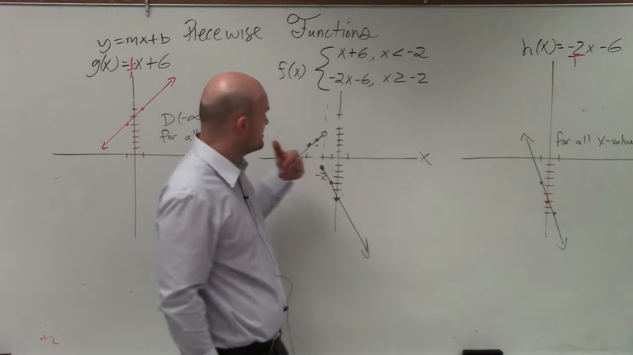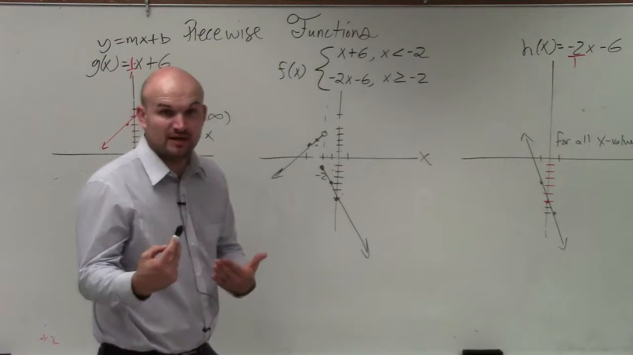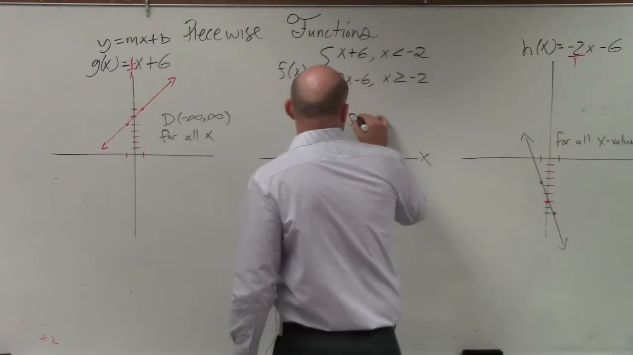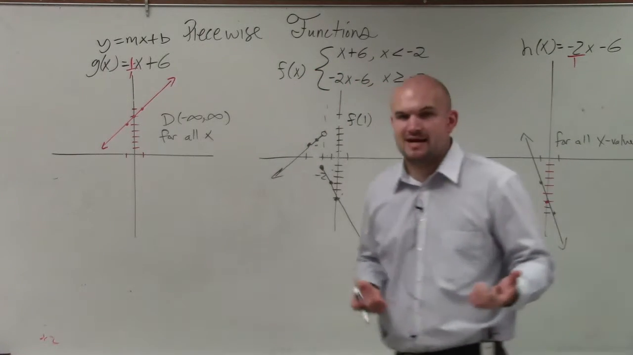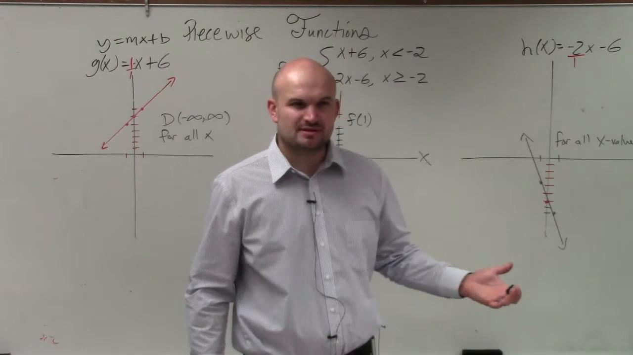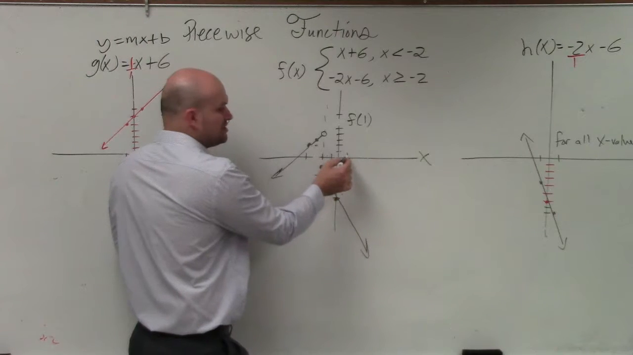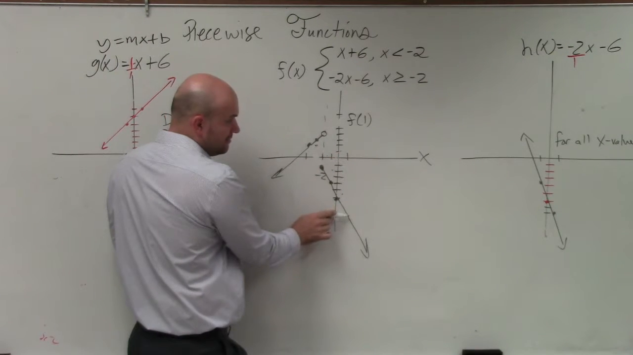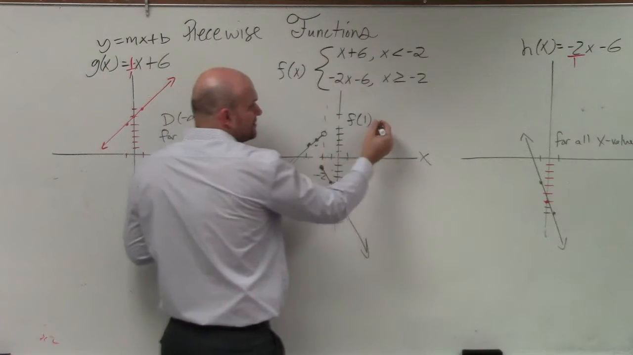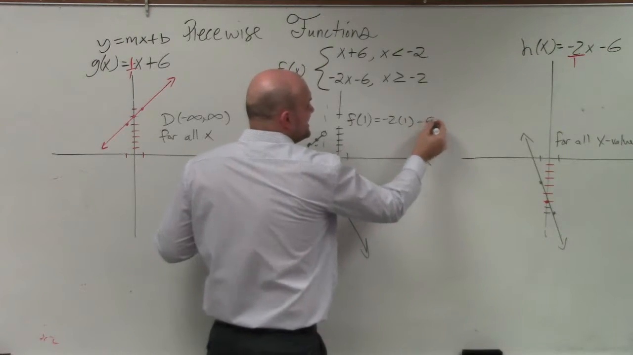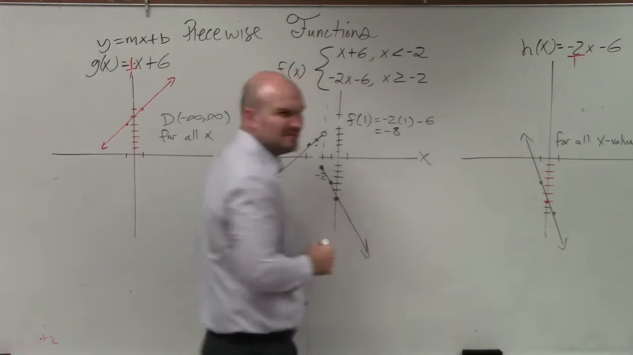Now let's go ahead and talk a little bit about evaluating. If I was going to say, what is f of 1? The biggest mistake students made on their summer packet was they plugged 1 into both of those equations. Now let's visually look at this. Here's the graph. F of 1, which function am I dealing with at 1? This function, because 1 is greater than or equal to negative 2. So you're not plugging it into both equations. You're only plugging it into the one where it's satisfied. Does that make sense?